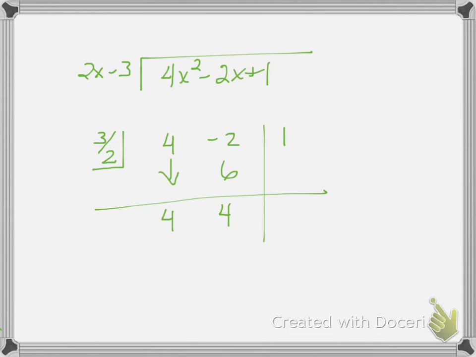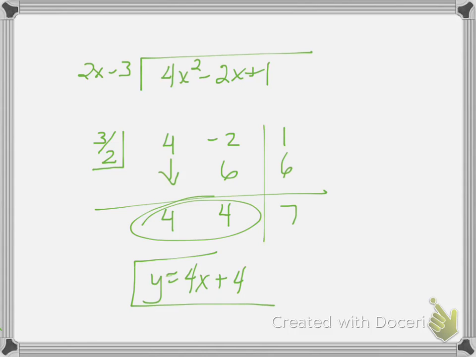And then at this point, I don't even need to go into my remainder. You can if you want. You happen to get that. But really, this is all I need to know. At this point, I've created my linear equation, and it's y equals 4x plus 4. And that is your slant asymptote.